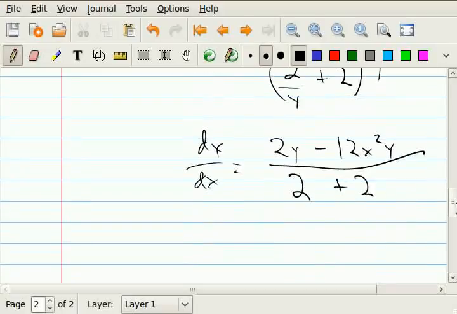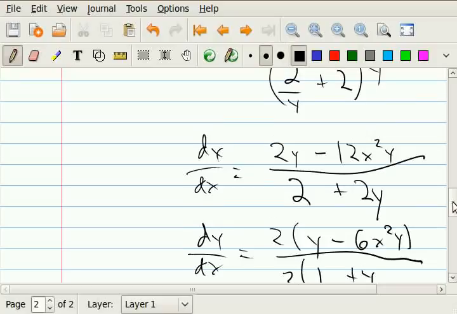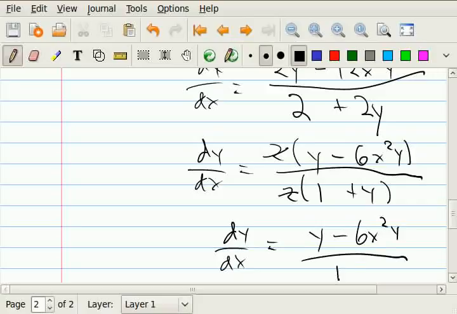Now I'm noticing there's one other thing we can do. We can actually factor a 2 out of the numerator and denominator and cancel those. So if I factor out a 2 from the numerator, I'll have y minus 6x squared y. In the denominator, I'll have 1 plus y. And of course these 2's cancel, so finally we get a nice answer here: y minus 6x squared y over 1 plus y. And that is the implicit derivative.